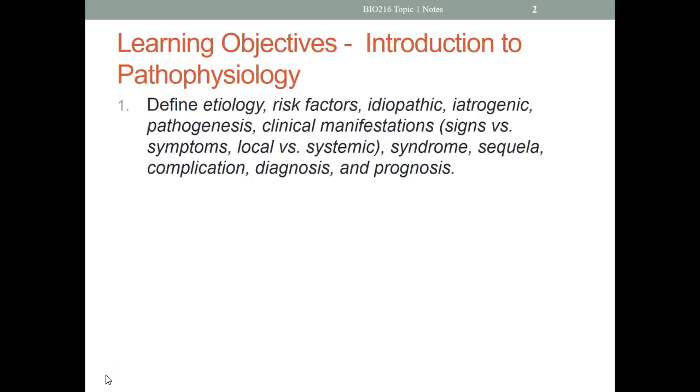We always start the screencasts, each section, with a learning objective of the things that you're supposed to learn throughout this section. The first learning objective is just to define some terms that you can see there. So you want to make sure that you know the definition to all of those terms. And we're going to go through some of these now.